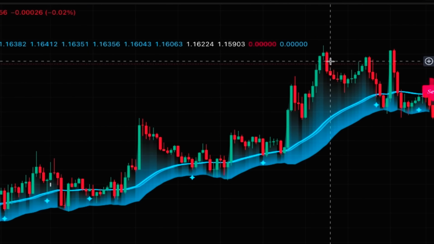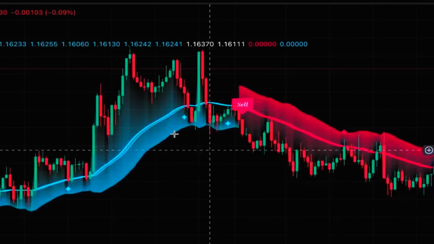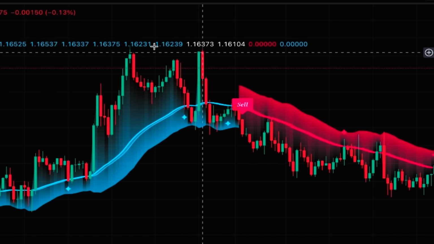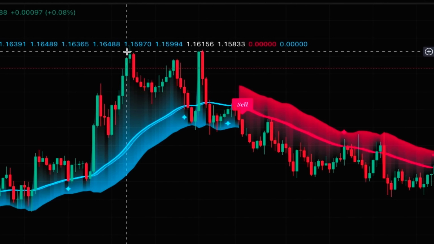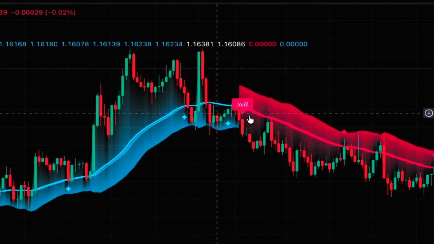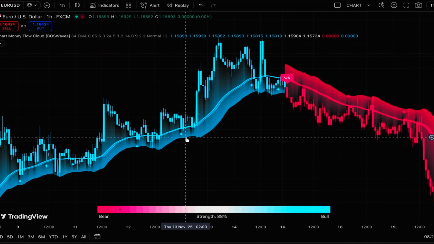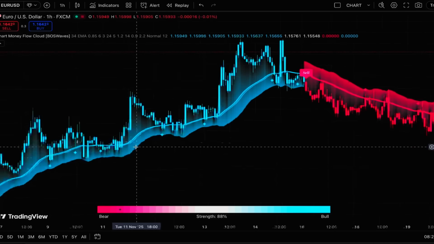With the help of this method, we could easily avoid these false signals that we had here, because you can clearly see that the price couldn't break above the previous swing high, and instead we got a reversal of the price to a downtrend.